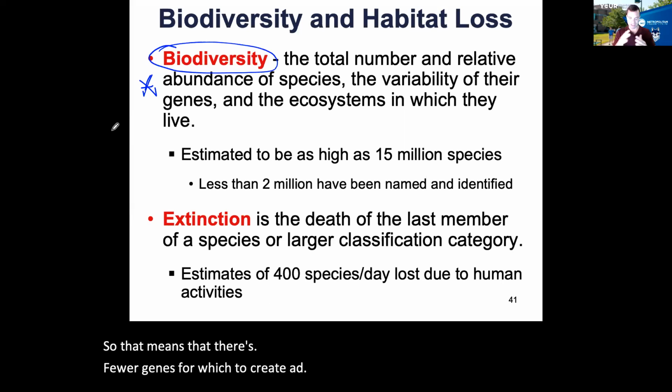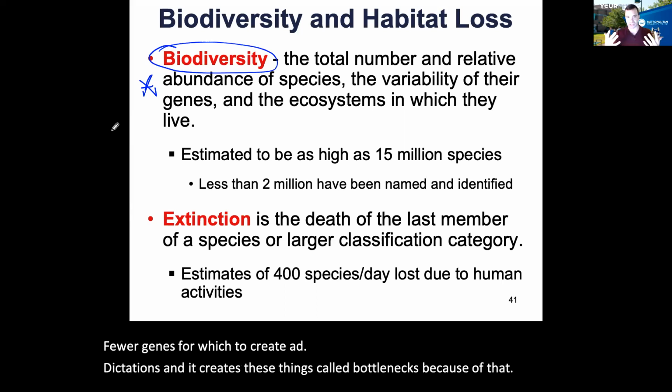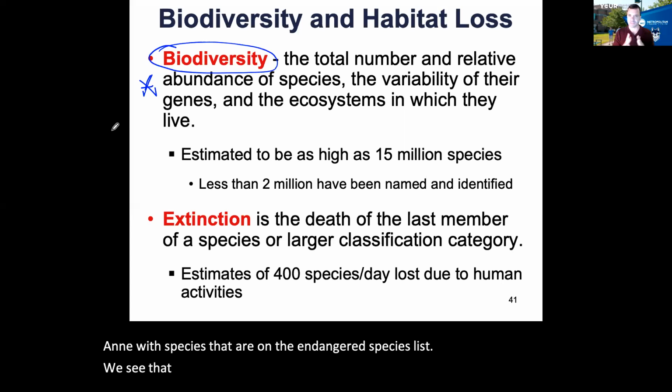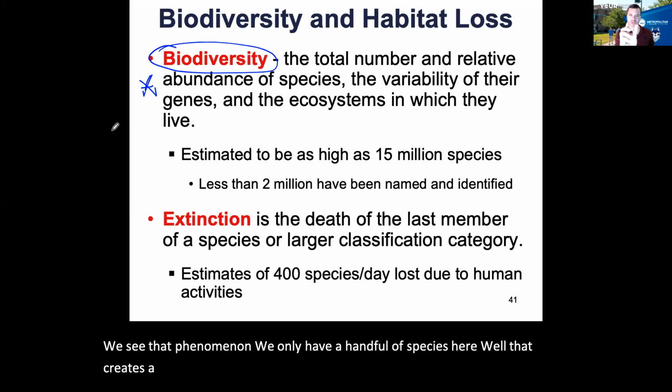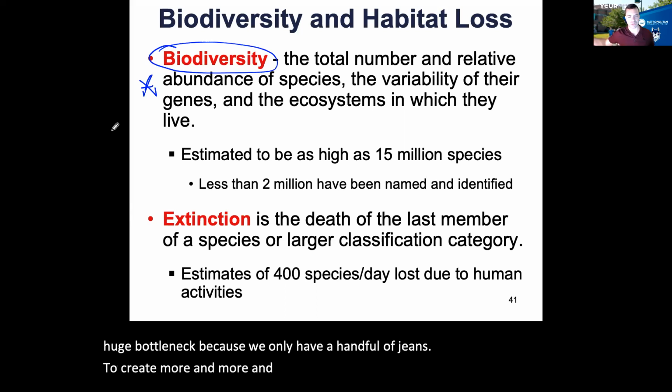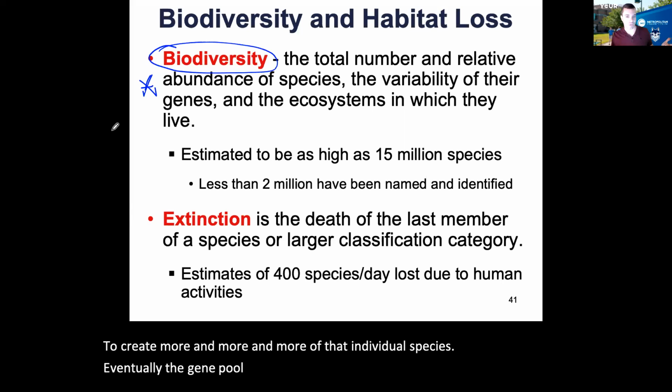And it creates these things called bottlenecks because of that. With species on the endangered species list, we see that phenomenon. We only have a handful of species here. Well, that creates this huge bottleneck because we only have a handful of genes to create more and more of that individual species. Eventually the gene pool is not diverse anymore and the offspring are not viable.